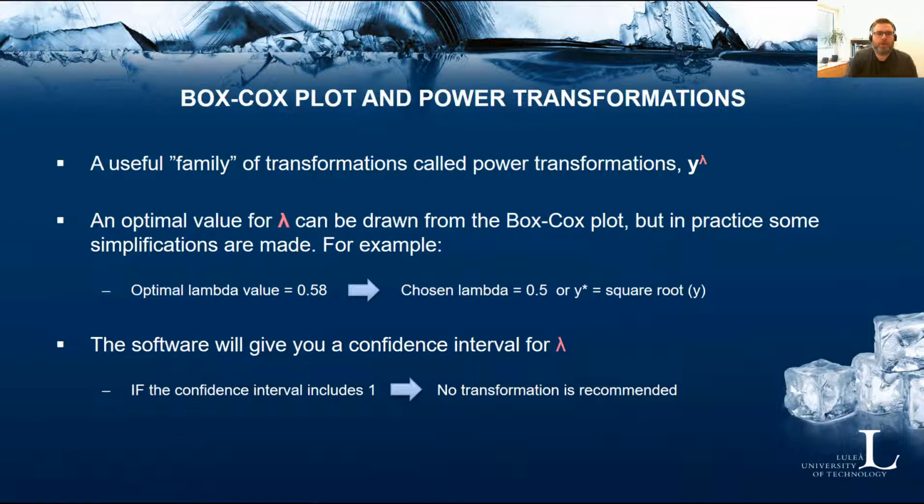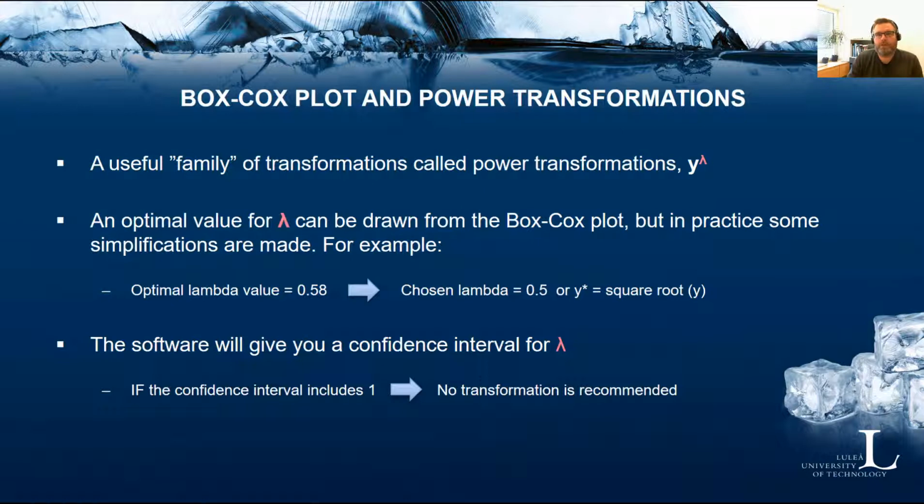Okay, so the Box-Cox plot and the power transformations. The power transformation is a useful family of transformations, and we can consider the power in this case to be lambda. So the transformation would be y star equal to y to the power of lambda. And the Box-Cox plot can help us to find an optimal value for lambda.